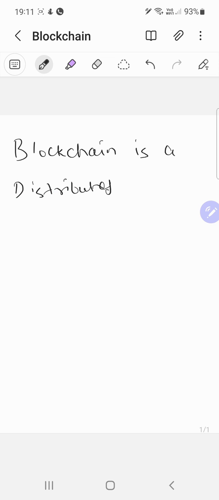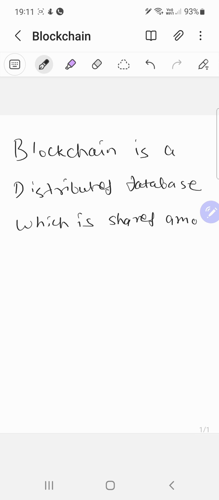So I'll write that definition out. Blockchain is a distributed database, and while I am writing, you can fast forward this video at 2x speed. So blockchain is a distributed database which is shared among the nodes of a computer network.